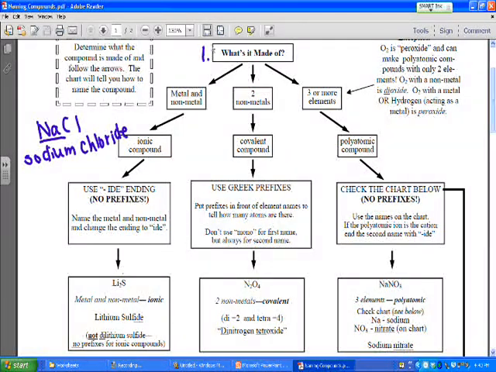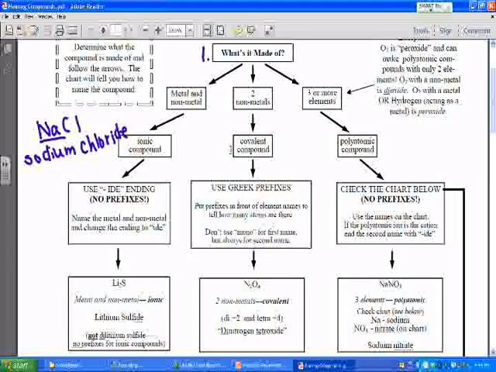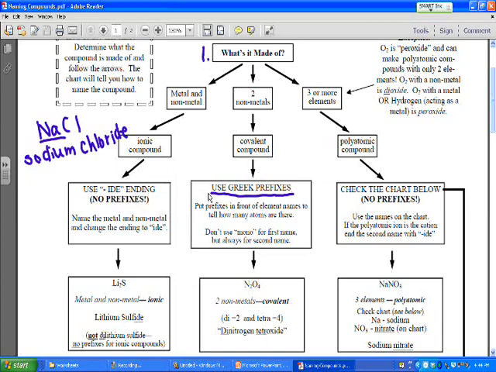Now let's go back up to our first step where we ask, what's it made of? If it's made of two nonmetals, we know we have a covalent compound. And you name covalent compounds exactly like you do ionic. The only difference is you use Greek prefixes. You name the rest of it the exact same. So the first element in the covalent compound, you keep its name that it has on the periodic table. The second name, you change the ending to IDE, but you add prefixes.